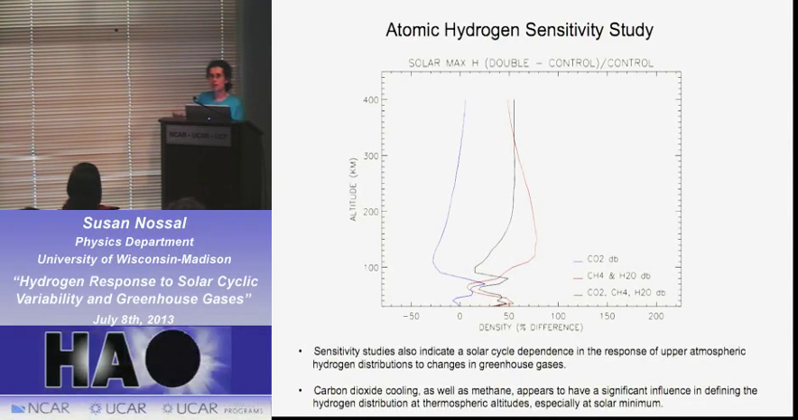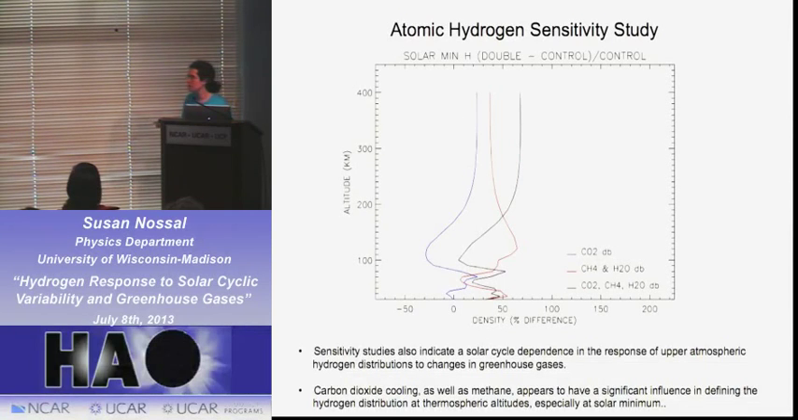So we have a number of studies where we're trying to better understand these curves. One likely contributor is that because the temperature response at solar minimum is larger than at solar maximum, this effect of carbon dioxide cooling may be larger at solar minimum than at solar maximum.